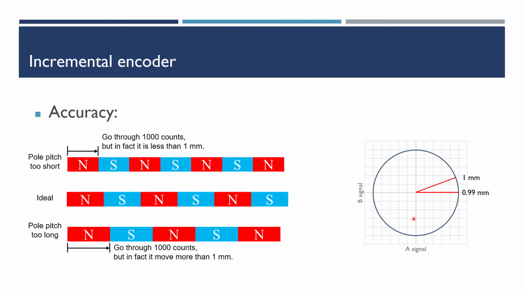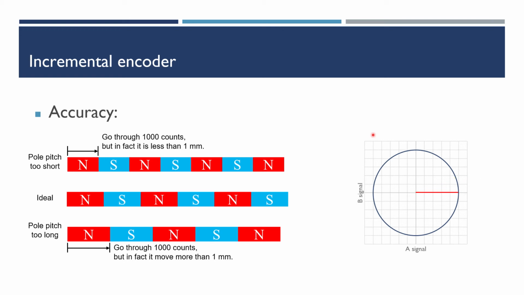So if we move the sensor through a pole, the rotating vector circle will complete a cycle within 0.99 mm, but originally it should complete a cycle within 1 mm. So at this time, we will have a -10 micron position error every time the sensor goes through a pole pitch.